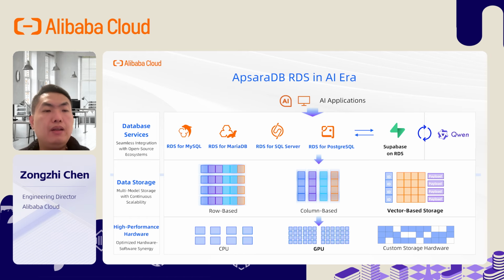And in hardware, we not only have CPU, we also have GPU instances. And for storage hardware, we added a custom storage hardware for compression. So if you have large data on the disk, we can use the custom compression disk to store the data. We can have a nice compression ratio to save your money.